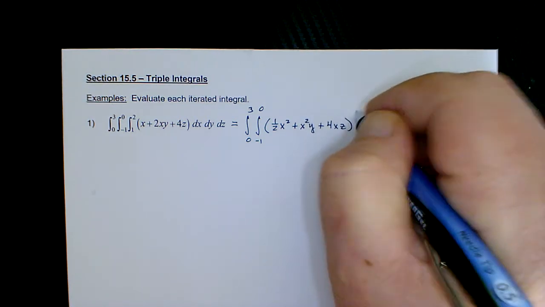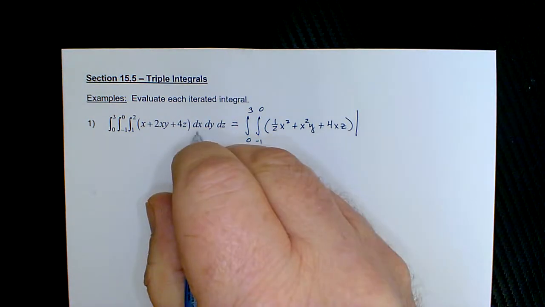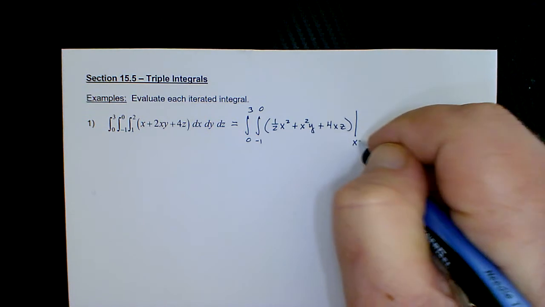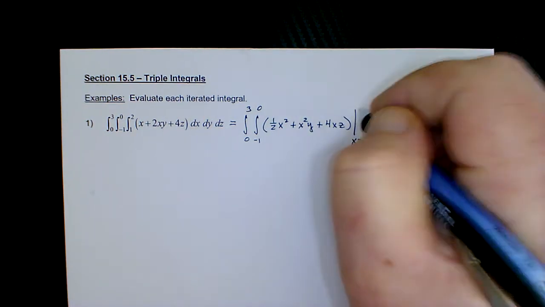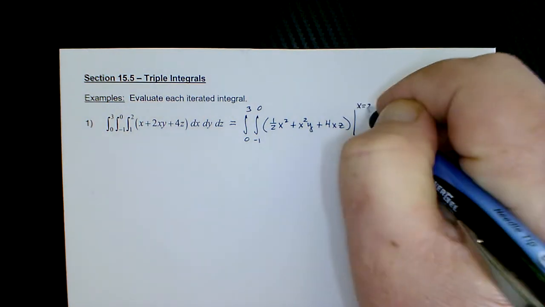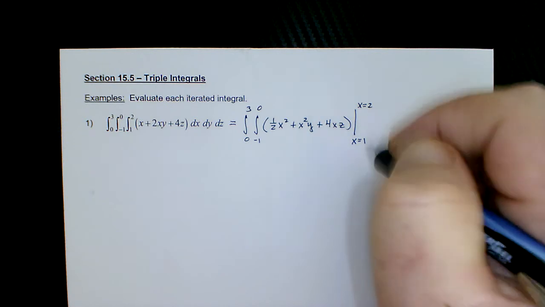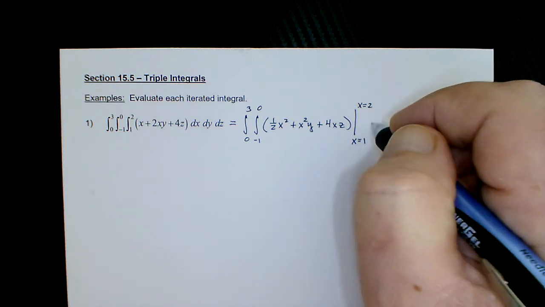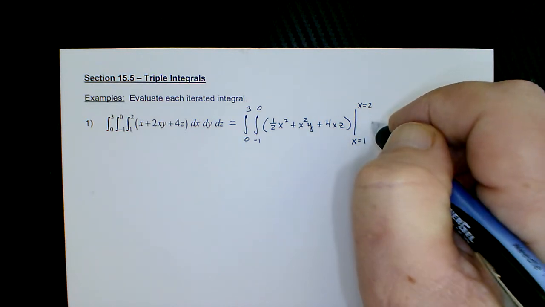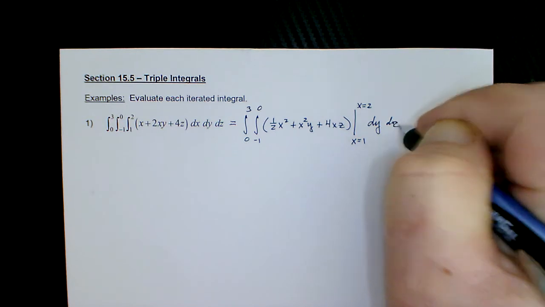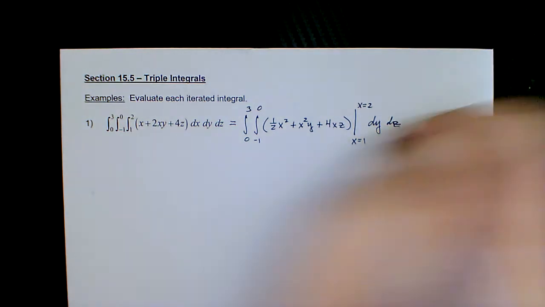And that's all evaluated. It might be a good idea just to bookkeep and keep track of things, to say as x goes from 1 to 2. Or you don't have to say x equals 1 and x equals 2. You could just keep it in mind that you're going to evaluate with respect to x to begin with. But in any event, then the dy dz is going to tag along.